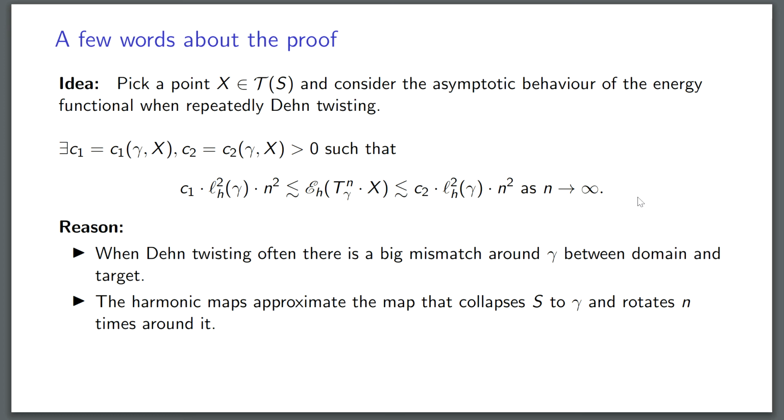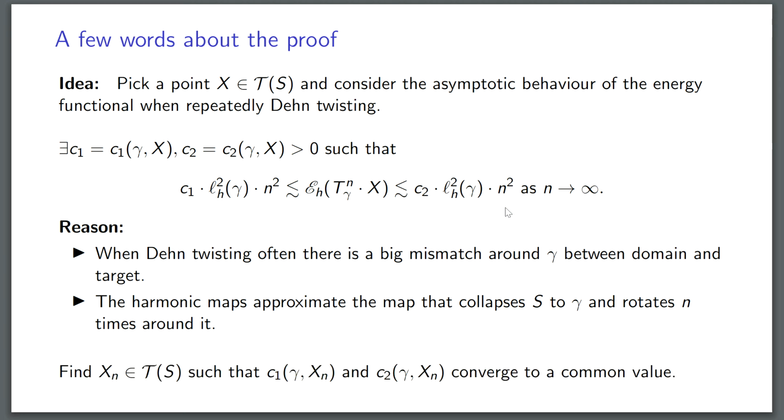In this way, they can minimize the stretching by spreading it over as much of the domain surface as possible. And by letting n go to infinity, it turns out that the harmonic maps approximate the map that just collapses the entire surface into gamma and rotates n times around it. What you see here in the formula is that the energy of the harmonic maps approximates the energy of this collapsed map. This collapsing map has precisely the same asymptotic energy as you see here.